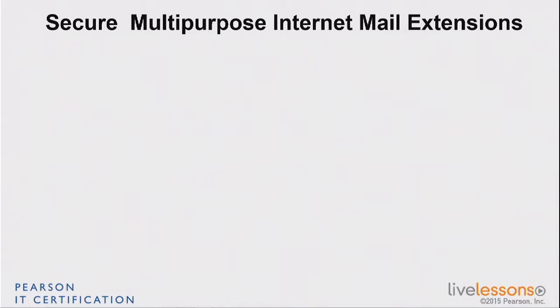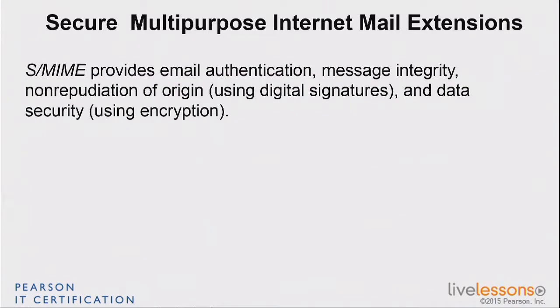Secure Multipurpose Internet Mail Extensions, known as SMIME, provides email authentication, message integrity, non-repudiation of origin using digital signatures, and data security using encryption. So all of the components we've been talking about in cryptography, encryption and hashing and digital signatures, don't just apply to the communications that we saw between Alice and Bob, but are embedded in a number of very important and useful protocols.